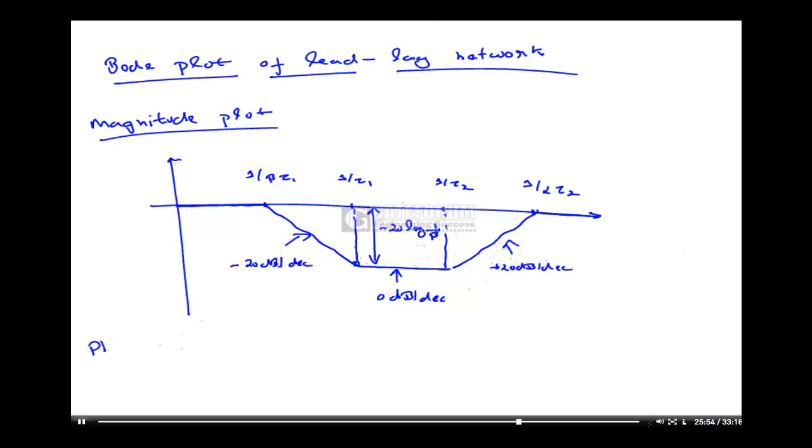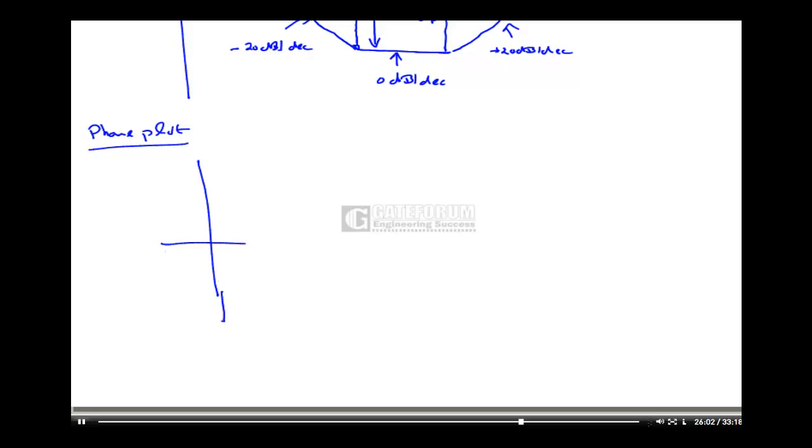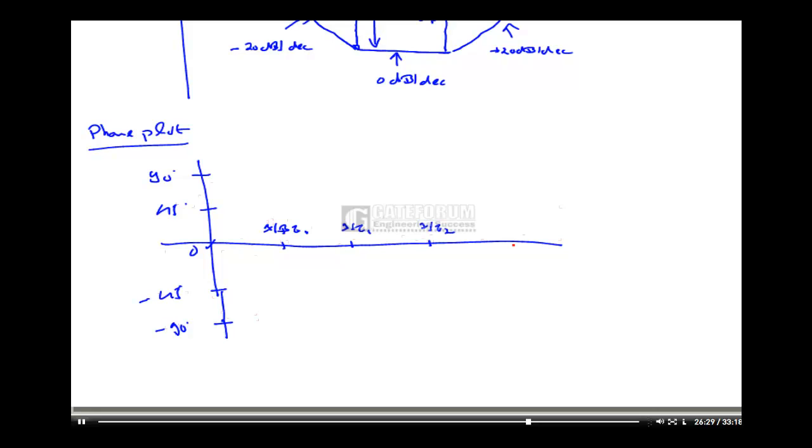Now plotting the phase plot, since it is a lead lag, some portion of the phase plot will be negative and some portion will be positive. Okay, so again 1 by beta tau 1 pole, 1 by tau 1, 1 by tau 2, 1 by alpha tau 2.